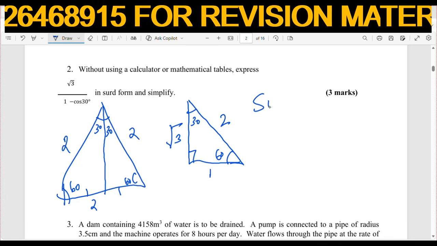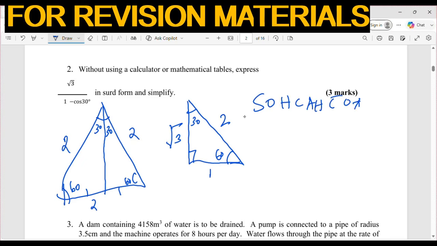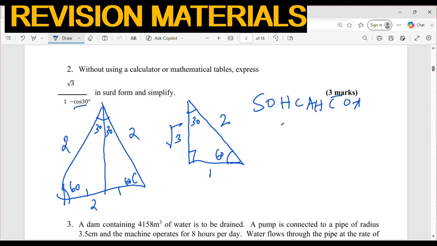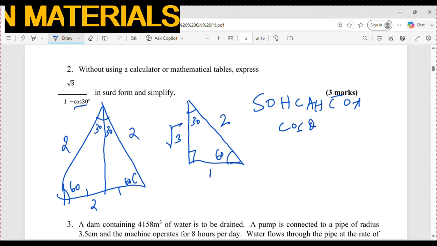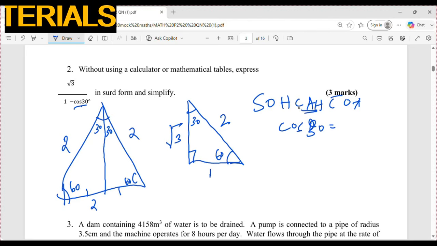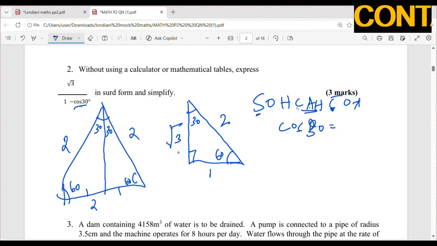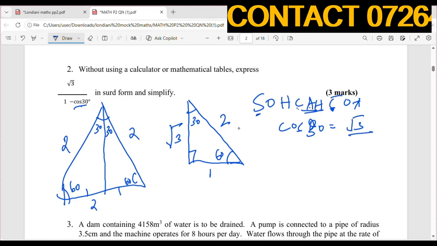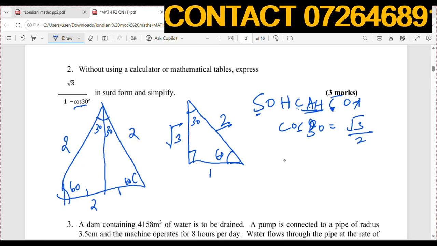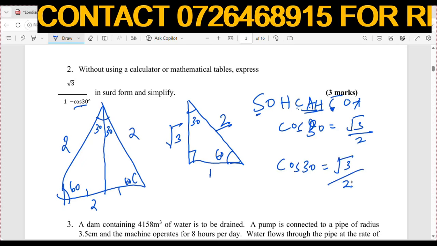Now when you are here, you use SOHCAHTOA. C stands for cos, S stands for sine, and T stands for tan. So cos 30 is equal to adjacent over hypotenuse. For this one, adjacent is √3 over hypotenuse. Hypotenuse is 2. So you find that cos 30 is equal to √3 over 2.